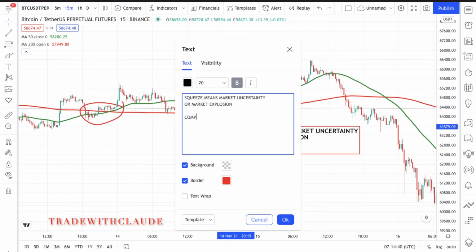Compression, sorry, I'm just typing fast, will always lead to an explosion.